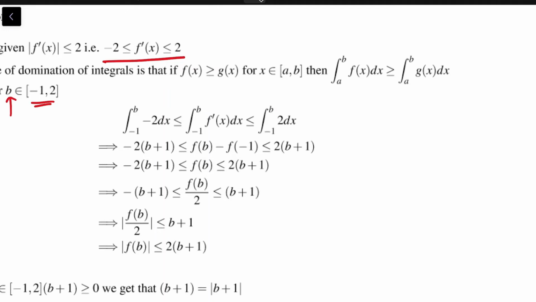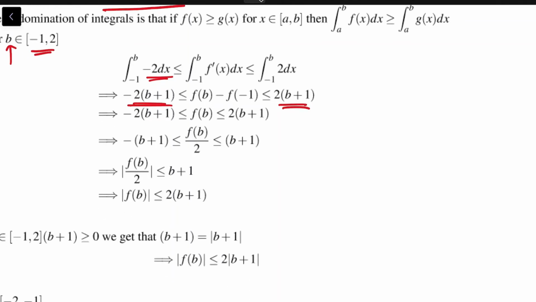So what we'll get here is minus 2 times x, between b and minus 1, so that's b plus 1. Similarly here, it's minus 2 times b plus 1 to b plus 1, and of course f of minus 1, f dash of x integral becomes f of x, and f of minus 1 is 0, so we're using that to our advantage.